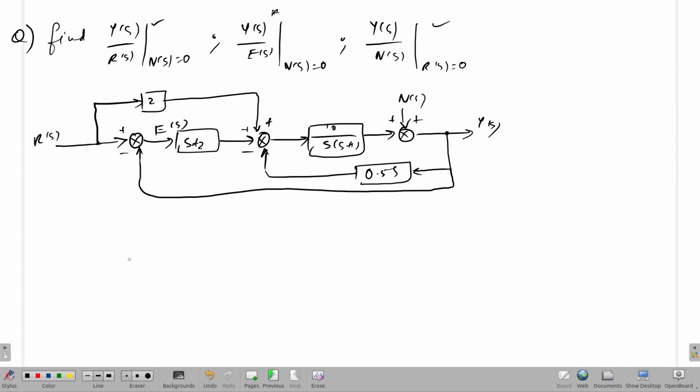Okay, so before that let's see how we can simplify this, because we have a little bit of complication in this particular area. Okay, so I'll redraw. What I'll do is I'll bring this summing point over to here, so that we'll have two different feedbacks. Let me mention that I'm doing this only for Y(s)/R(s) at N(s) equal to 0.